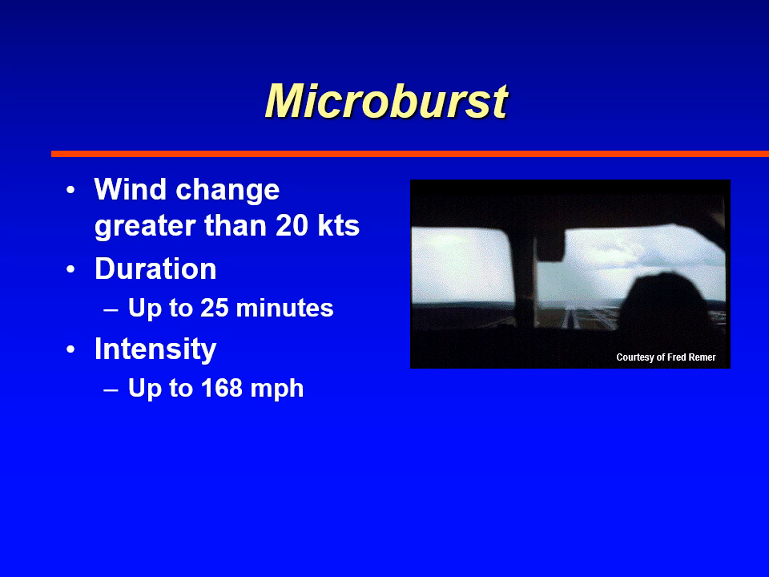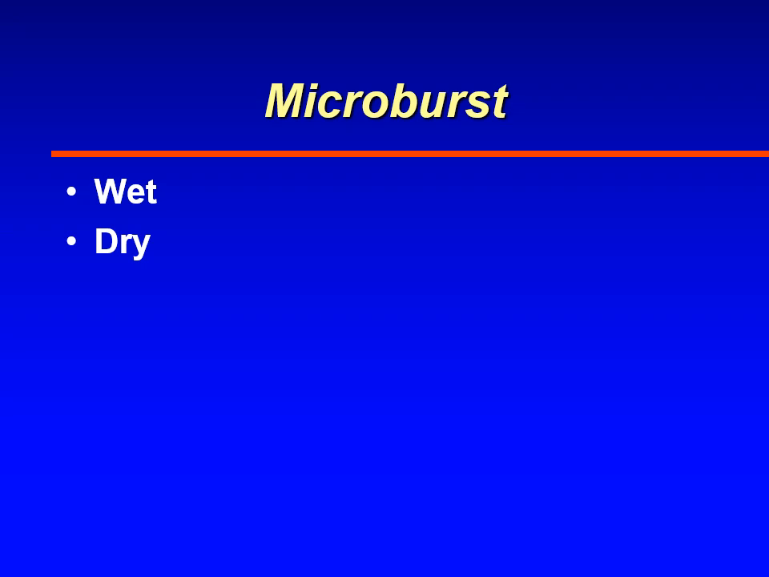Microbursts also have a short duration, typically up to 25 minutes, but they can be much shorter than that. And also they can have a very strong intensity, producing winds that have been measured up to 168 miles an hour. So microbursts can further be subclassified into either wet or dry.